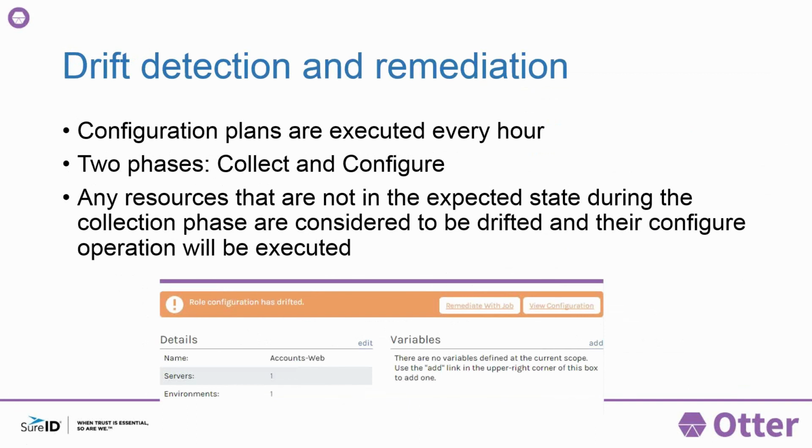Basically, any resources that aren't in the expected state during the collection phase are now considered to be drifted. As you see in this picture, you get an alert that says this configuration is drifted, and depending on how you set up your server, it either auto-remediates, remediates manually, or is report only. If it's auto-remediate, once the collection phase has executed, the configure phase will run, and all of the scripts and steps will be executed to remediate that.